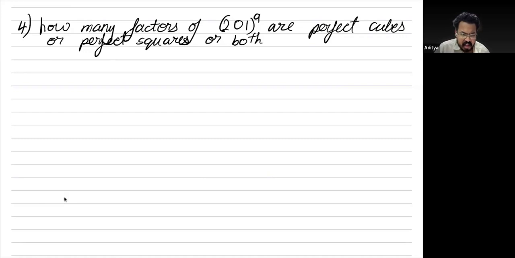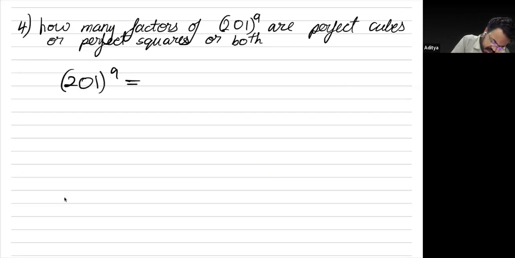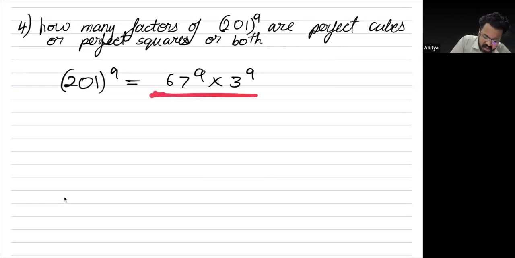Dilesh, correct. Pushkal, I didn't understand. That is much larger than what is possible. See, I'll start partially solving the question. 2001 to the power 9 can be written as 67 to the power 9 times 3 to the power 9. And this is the acceptable prime factor decomposition of this particular large number.